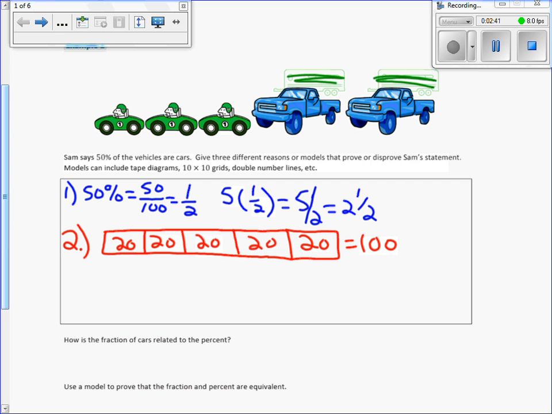Well, just looking at this, we have 1, 2, 3 cars and 2 trucks. So now I know the percentage. 60% are cars. Okay. So there's another example proving that's not true.